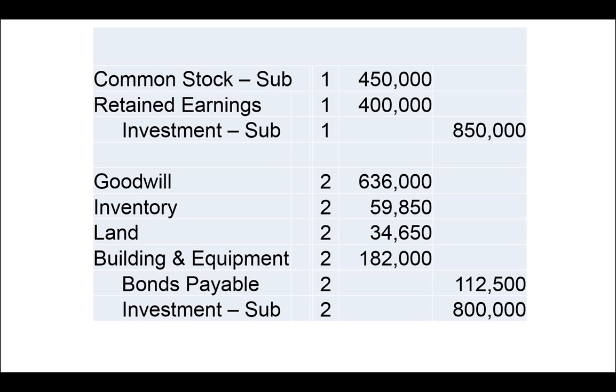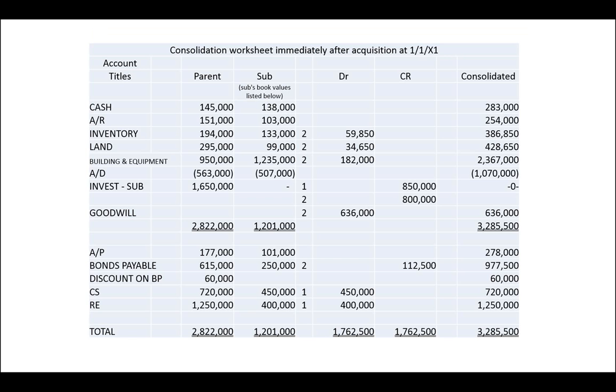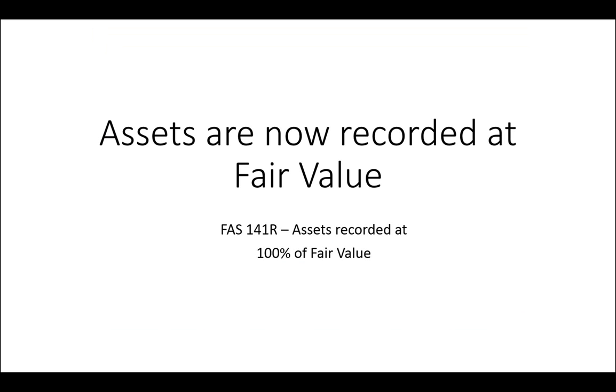We see in the two entries, just like I mentioned earlier, that we take care of the total purchase price in two components. One, the book value of $850,000, and secondly, the other value of $800,000, which is the differential, for $1,650,000. And by doing that, we've done a couple of things. One is we've eliminated our investment, and second, we have now recorded our assets at fair value.